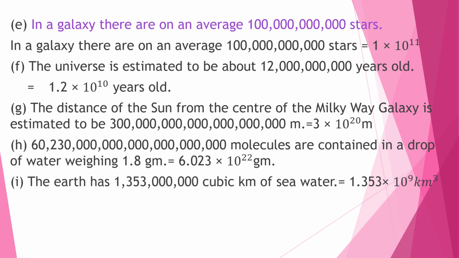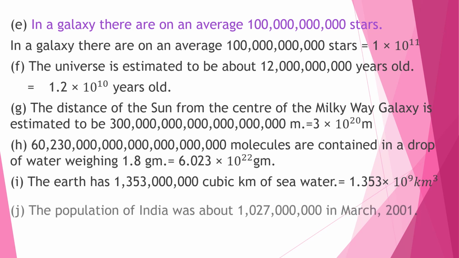Next, the earth has this much cubic kilometer of seawater. So the standard form is after the first digit you can put the decimal point, then write the non-zero digits, then write the power of 10. So we have 1.353 multiplied by, after the first digit 1 we have on the right side 9 digits. So the standard form is 1.353 multiplied by 10 raised to 9 kilometer cube.